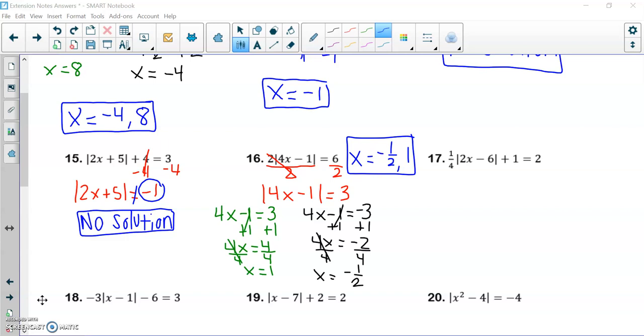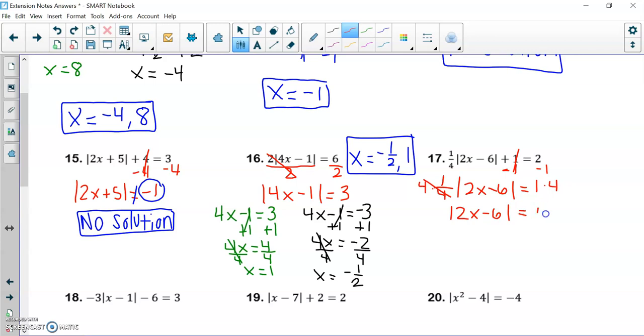Okay, in number 17, we have 2 numbers on the outside of my absolute values. I have a 1/4 and I have a +1. It does matter the order that we do this in. The 1/4 is being multiplied by the absolute values, the 1 is being added on. We take care of the addition before the multiplication when solving equations. So I'm subtracting 1 from both sides. I should never divide by a fraction, so instead I'm going to multiply by 4 on both sides. And I'm left with the absolute value of 2x minus 6 is equal to 4.